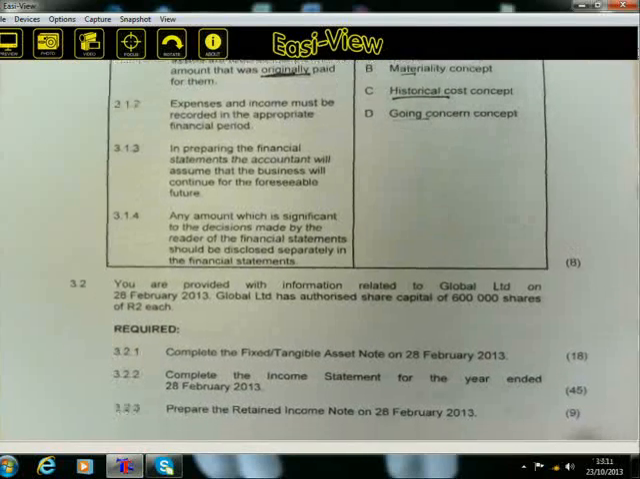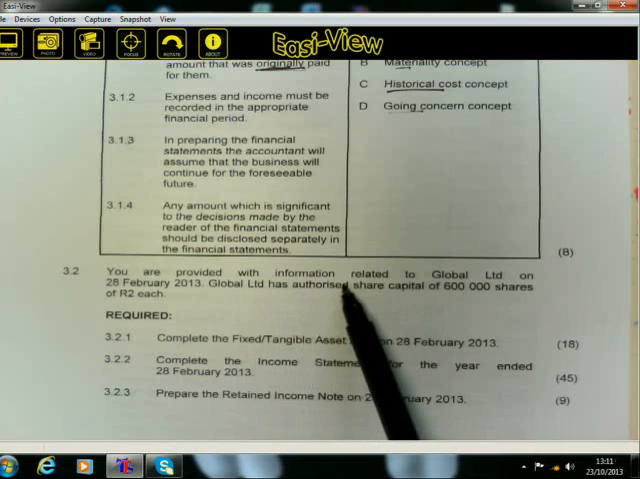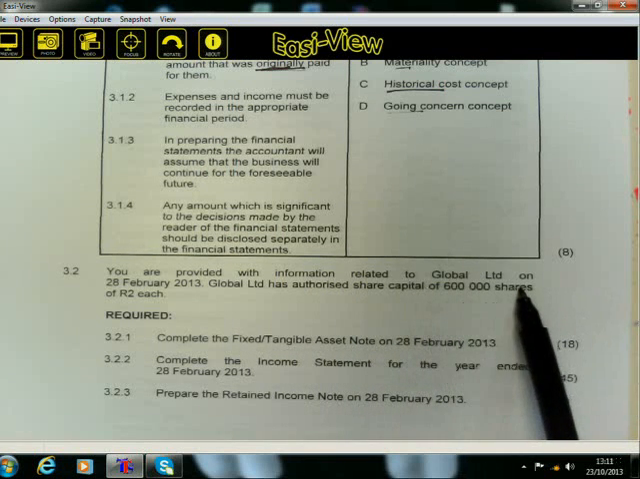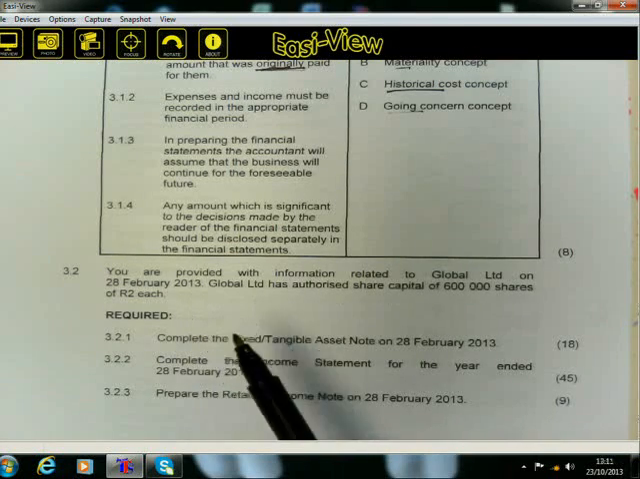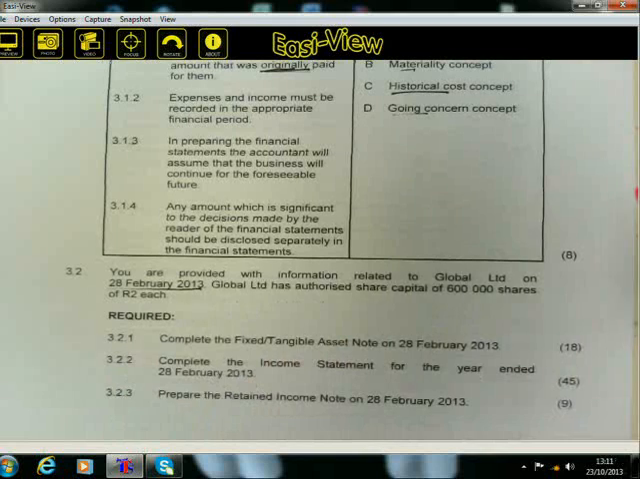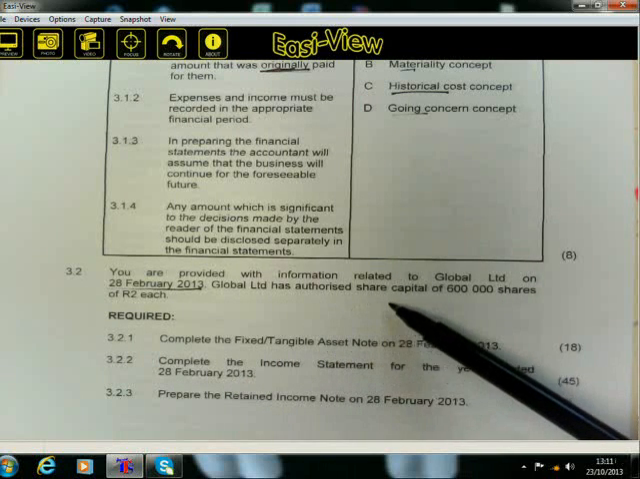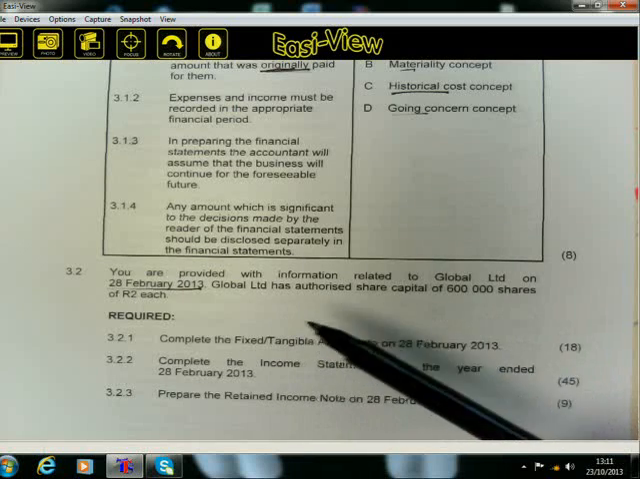Then let us go to 3.2, which says you are provided with the information related to Global Ltd on the 28th of February 2013. This is our financial period. Global Ltd has authorized share capital of 600,000 shares of R2 each.